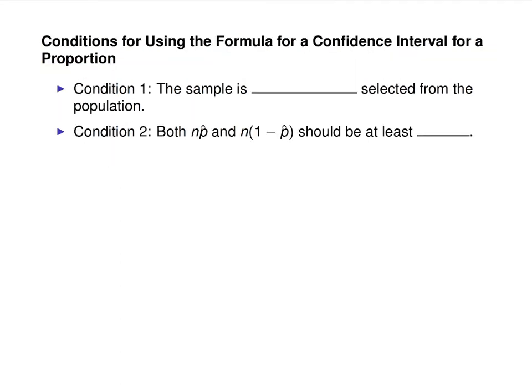So there are a few conditions on using this confidence interval for a proportion. Condition 1 is that your sample needs to be randomly selected from your population. Think about all those horrible stories of stuff done badly. And both n times p hat and n times 1 minus p hat should be at least 10, which is saying that the number of things in each category is bigger than or equal to 10.